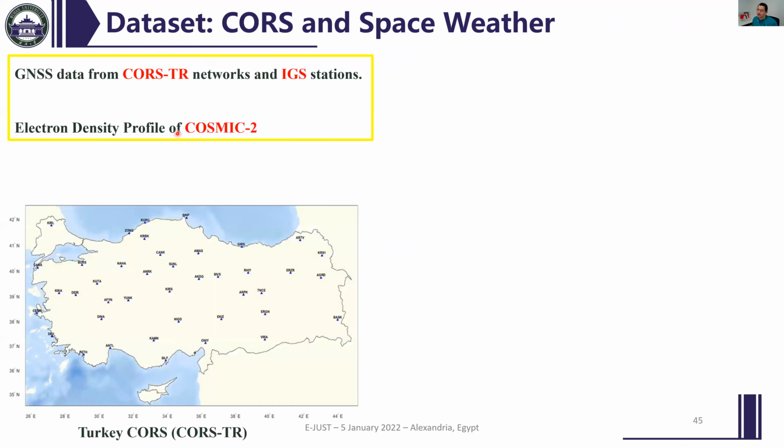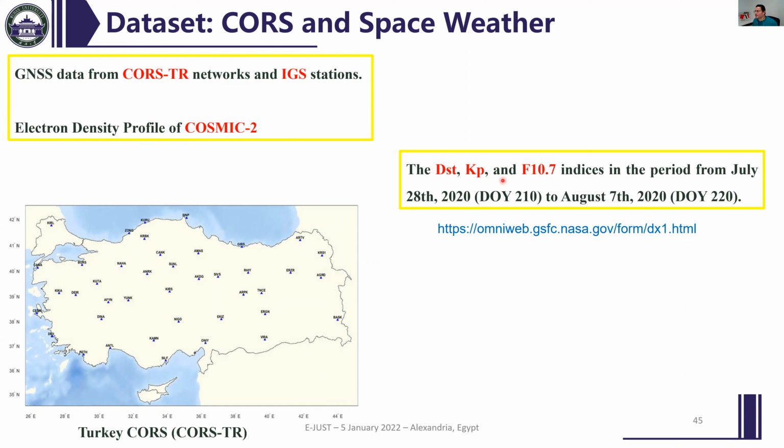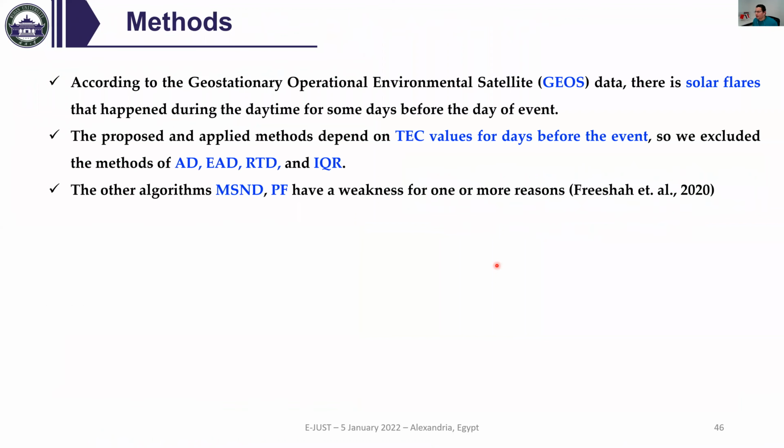The data we used here: we used the CORS stations from Turkey and the IGS stations around the area of interest. And also we used electron density profiles from COSMIC-2. In addition, we used space weather indices in our study. Here is the method we used.